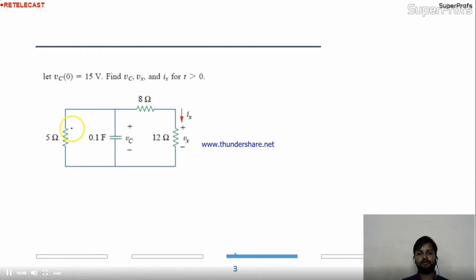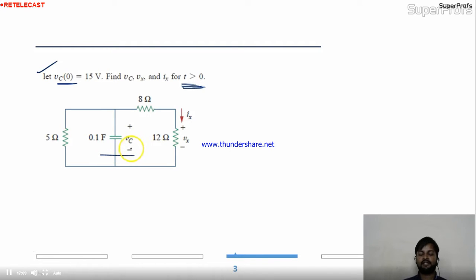Now come to this very beautiful problem. Let Vc be given. The initial condition across the capacitor is given. Vc is given as 15 volt at t equal to 0, right? Find Vc, Vx and Ix for t greater than 0. He is saying find out these things at t greater than 0, right?